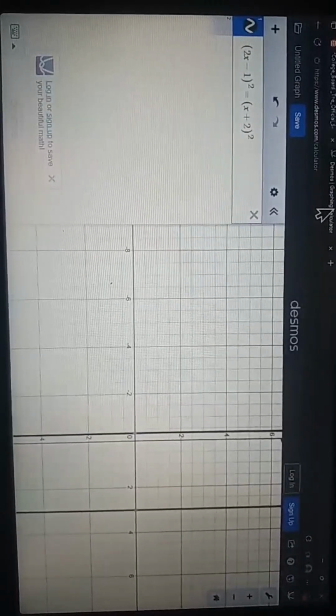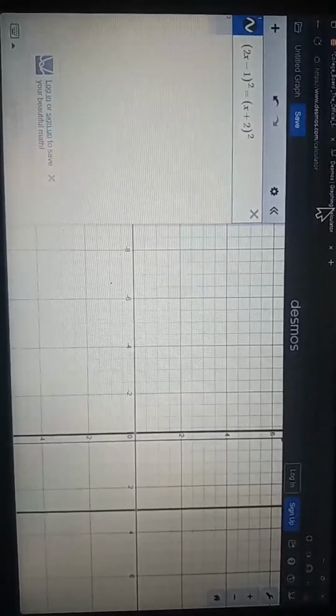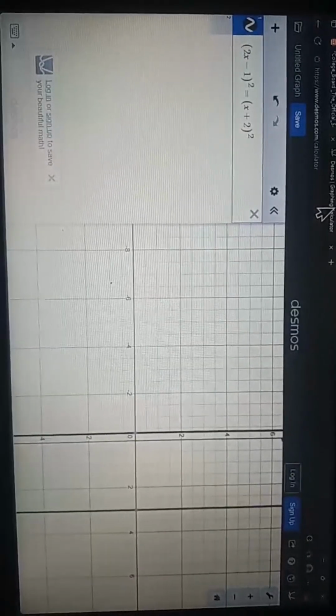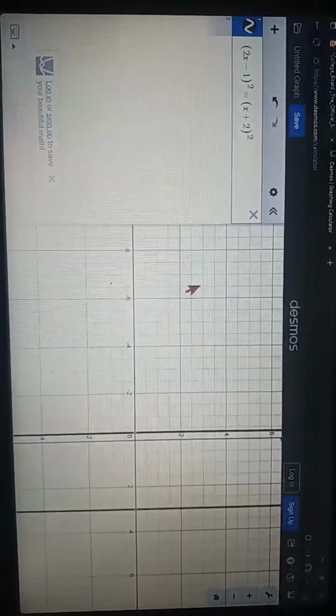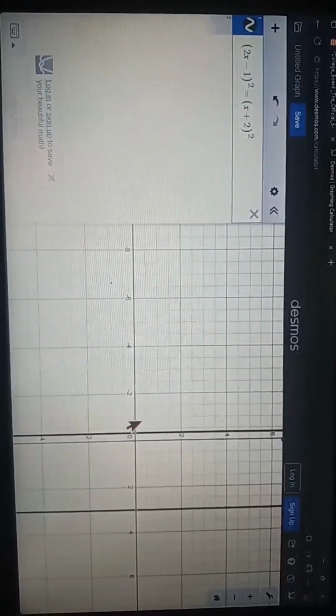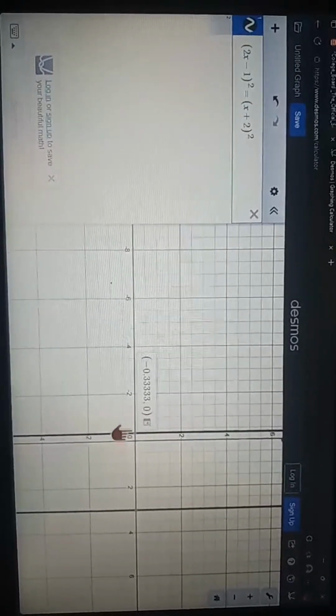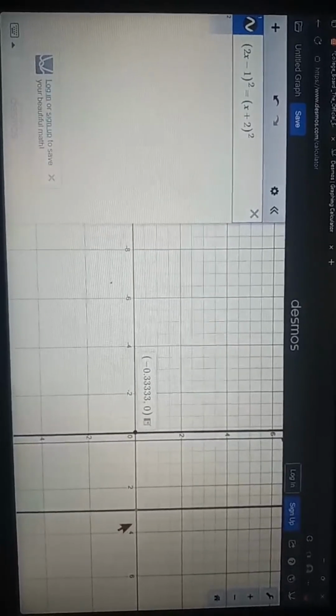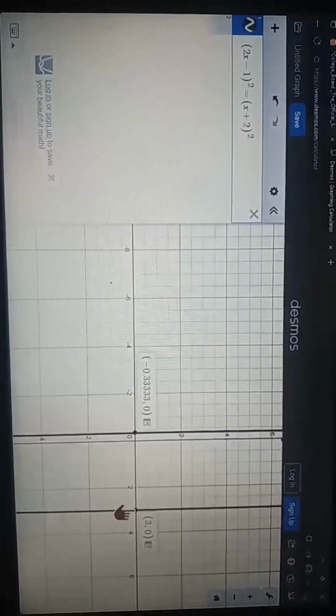Now we have to put in the power, and this is all we've got. I don't like this color, it's kind of black, but I hope you can see it. At this very point, this is the x value.